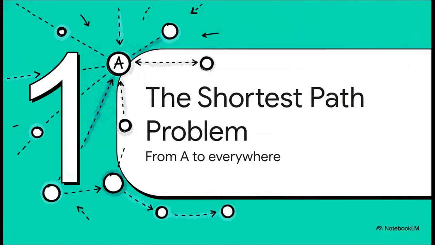Okay, first things first, let's get specific about what we're actually talking about. This is the single source shortest path problem, or SSSP for short. The goal sounds simple, but it's incredibly powerful. If you start at one single point, let's call it point A, what is the absolute most efficient path to every single other point in the entire network?